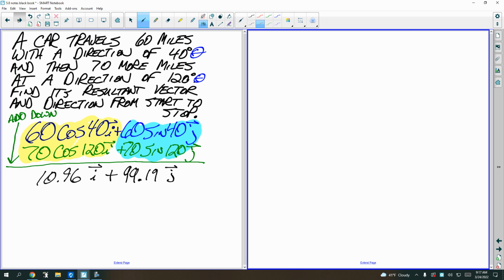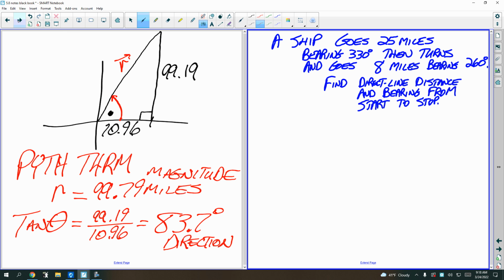Okay, let's try one more. A ship goes 25 miles, bearing 330 degrees, then turns and goes 8 more miles, bearing 260 degrees. Find the direct line distance from bearing from start to stop. Got it. Can do. It's easy. I hope. Should be, right? We can do it. Write it down first. We only need to do 2 examples. Remember when I said bearing problems are harder? This is a bearing problem.